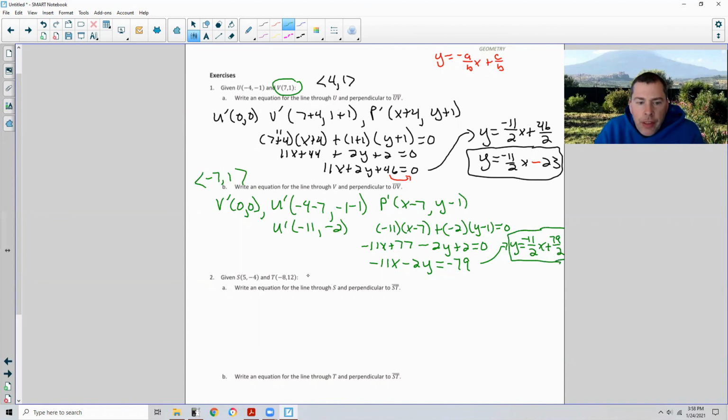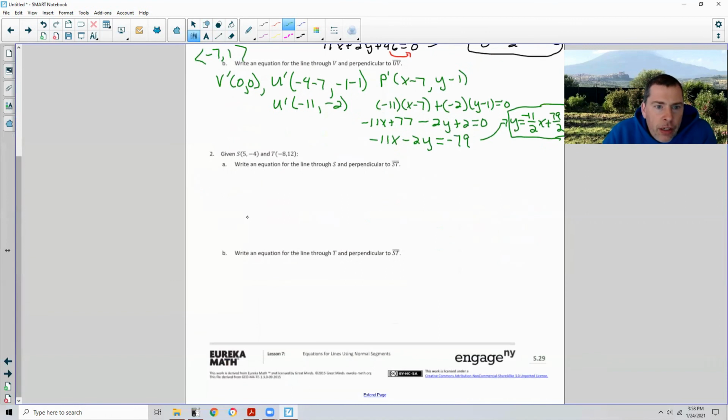All righty. Okay, moving along, number 2. Let's use blue. Write an equation for the line through S perpendicular to ST. So the first thing I'm going to do is find my vector translation, and it's just the opposite signs of what S was. So it's negative 5, 4. That'll give us 0, 0 for S. So S prime is now 0, 0.